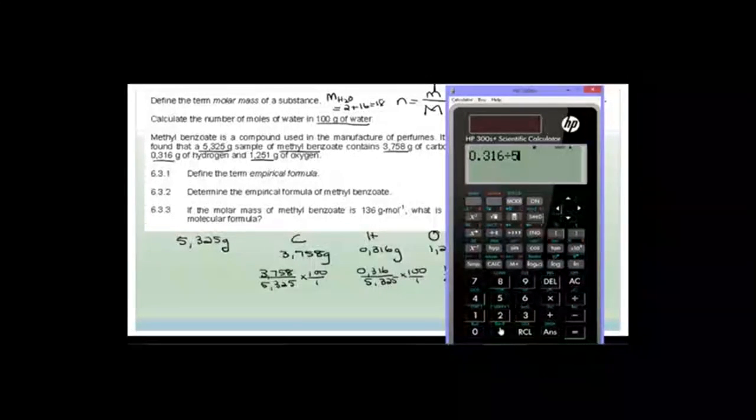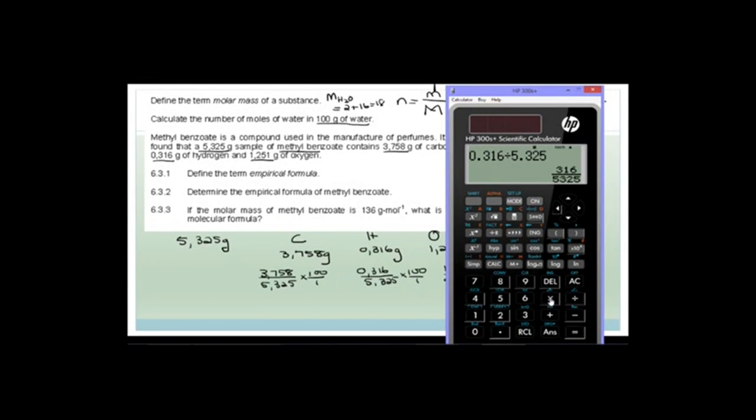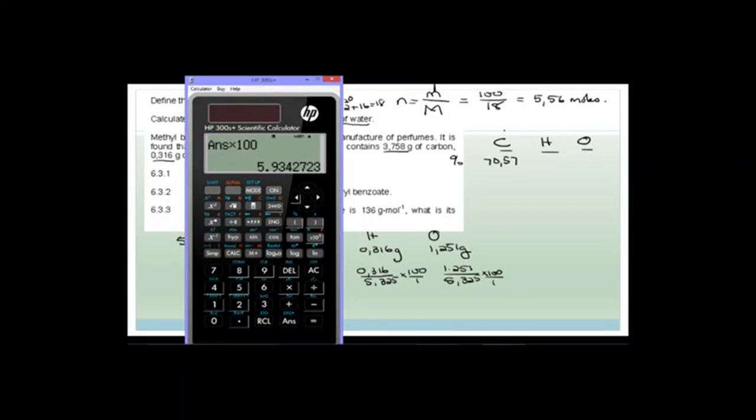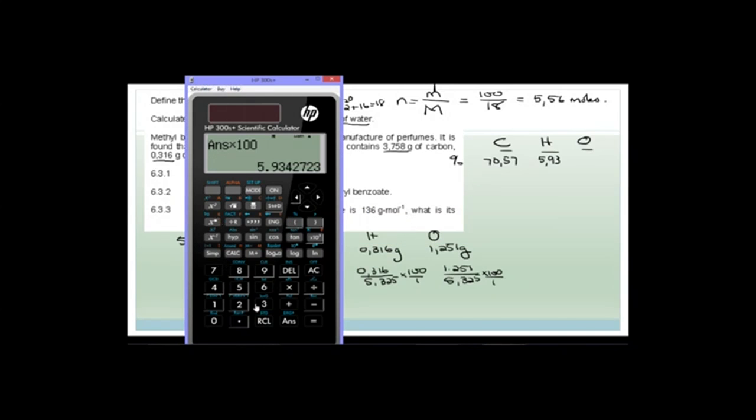Then 0.316 divided by 5.325 times by 100 equals 5.93. 5.93% of this compound is hydrogen. And then we've got 1.251 divided by 5.325, sorry, times by 100 equals 23.49. So it's 23.49%. Okay. So those are our percentages.